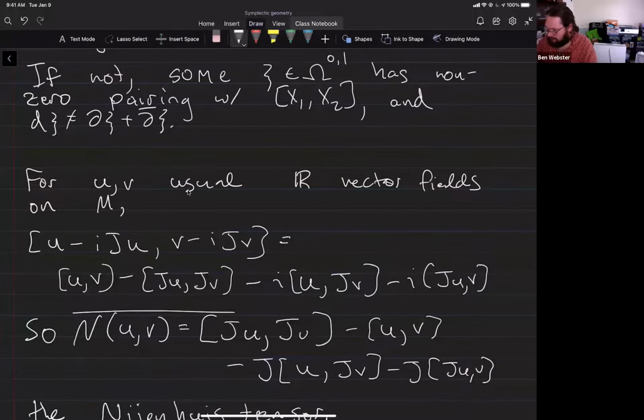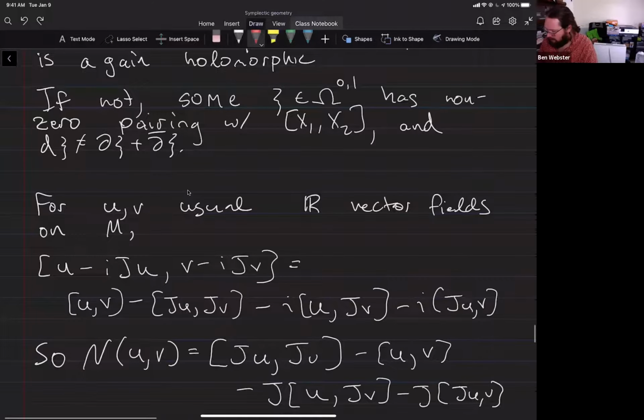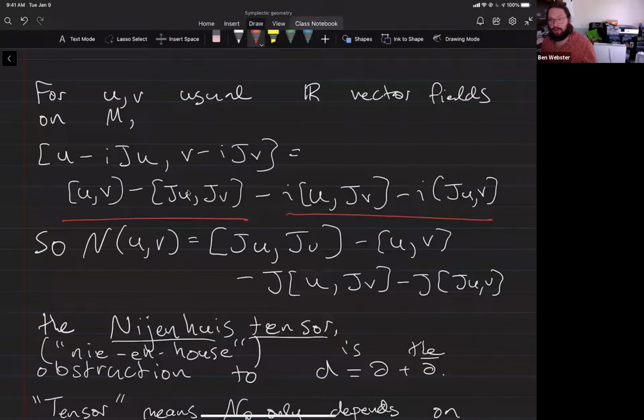Here's the real part. Here's the imaginary part. Is this guy holomorphic? Well, I get some expression which has to vanish in order for that guy to be holomorphic. And we get what's called the Nijenhuis tensor. So from just this kind of algebra, we see this Nijenhuis tensor, that's the obstruction to d being equal to partial plus del bar.